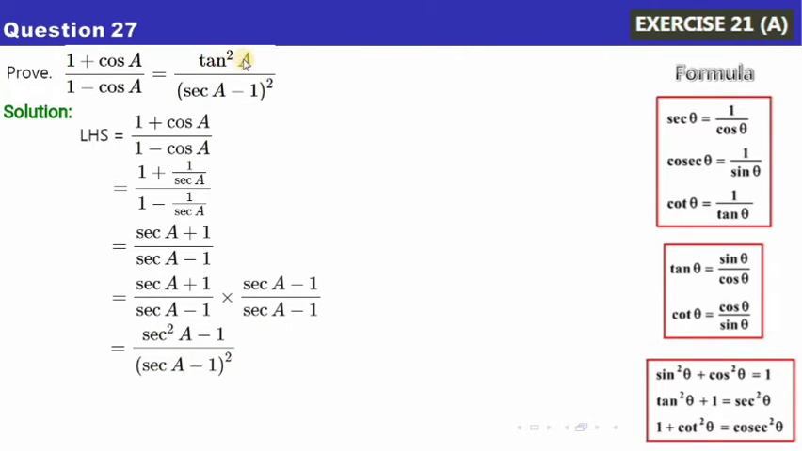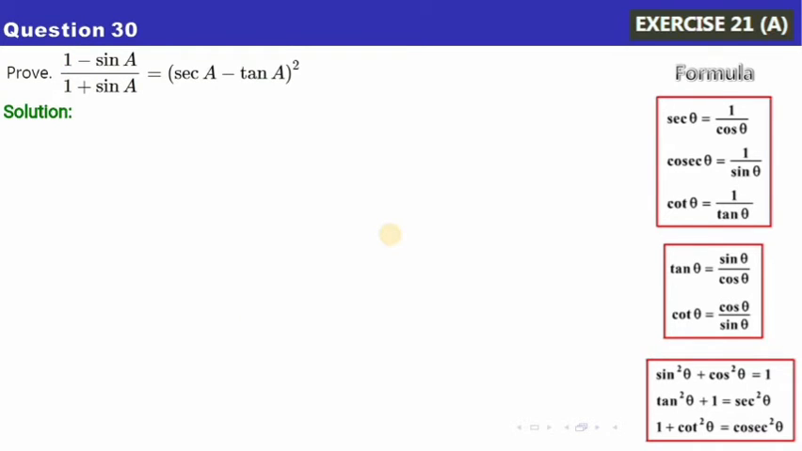Now we need to get the numerator. For that I am going to use sec square a minus 1. From this formula, if I take 1 over there, you get sec square theta minus 1, and that's going to be tan square theta. So your sec square a minus 1 will be tan square a, and that's what we wanted to show here. You may pause the video and note down the solution.